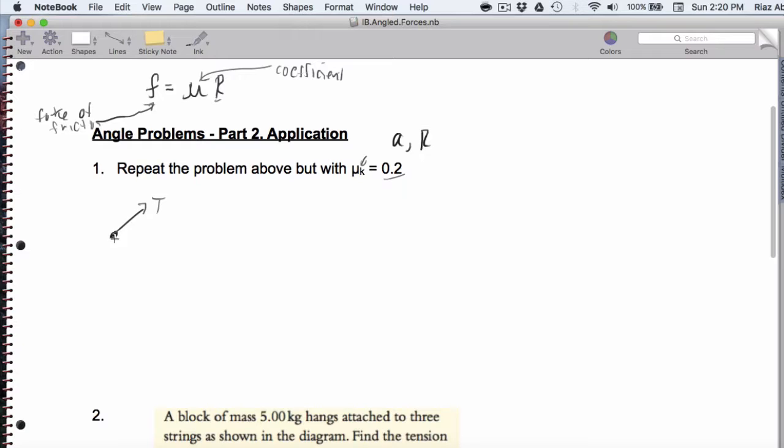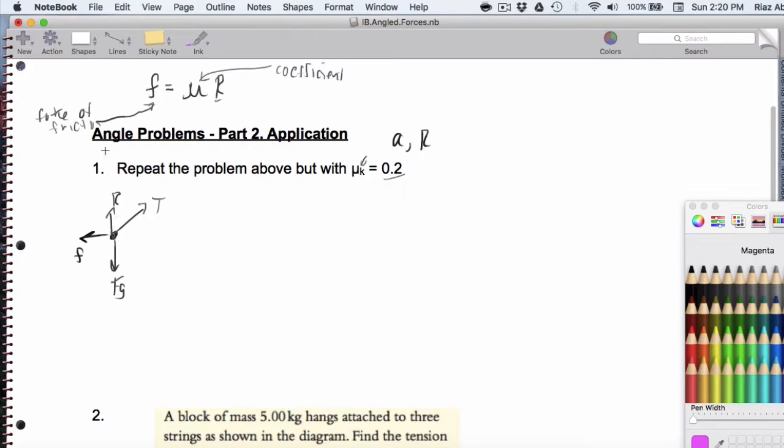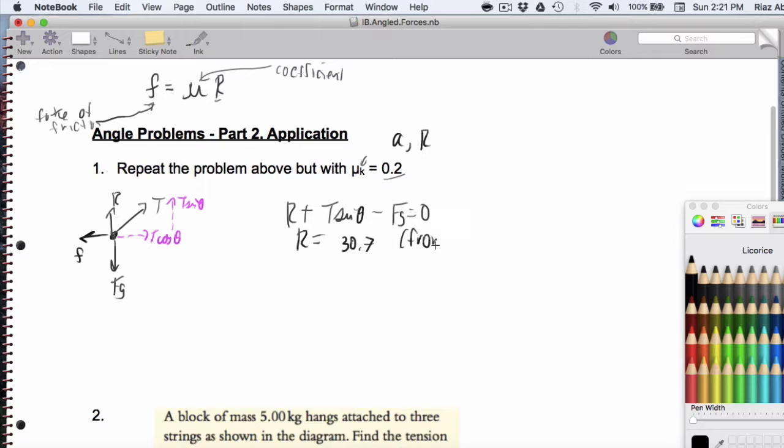So now we've got tension, we've got weight, we have reaction force, we have the friction force opposing motion. It is directly 100% horizontal. And then we set up T cos theta and T sine theta. One thing you'll notice, we set up our vertical equation, R plus T sine theta minus Fg equals 0. R is going to be the 30.7 from before. Now horizontally, we have a new equation, T cosine theta minus friction equals ma.